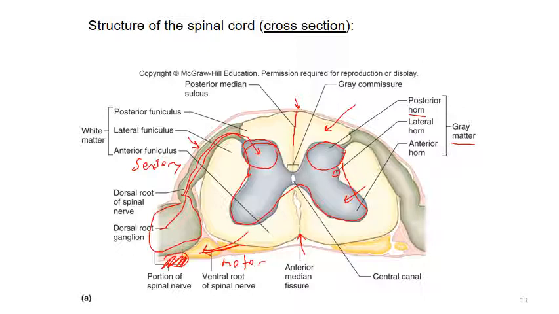And so the same thing for the white matter. Instead of the funiculus, you can also use the word column. Posterior column is the back part of the white matter. The lateral column is the side, and the anterior column is then the front part of the white matter. And the last thing that's on this picture, the gray commissure. Gray commissure is just the region here, right in the center, the region going around the central canal. And the central canal is running inside the spinal cord, up and down. And this is taking the cerebrospinal fluid up and down.